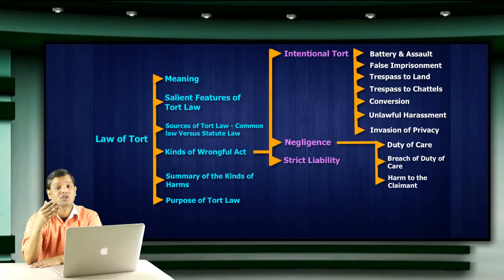Next one, trespass to land, entering into someone else's property. Next one is conversion, damaging someone's chattel or something like that, or misappropriation of things. Next one is unlawful harassment. Of course, it could be by any means. And the last one is invasion of privacy.